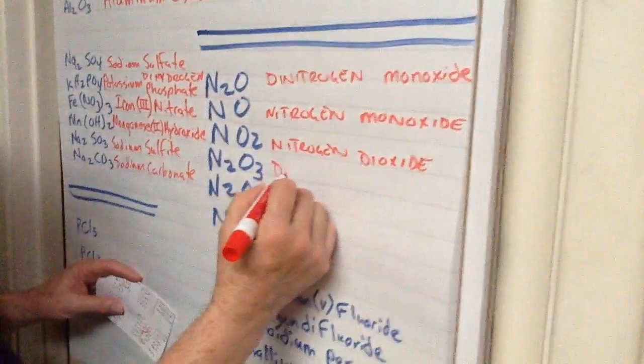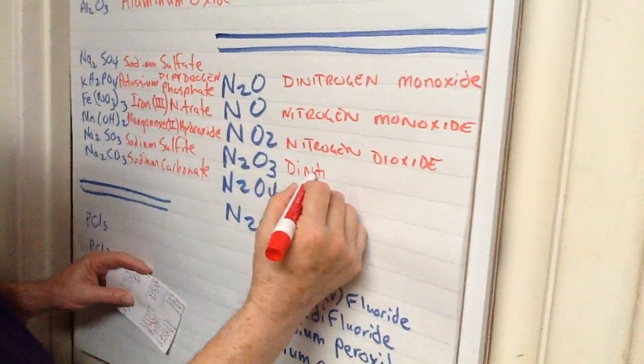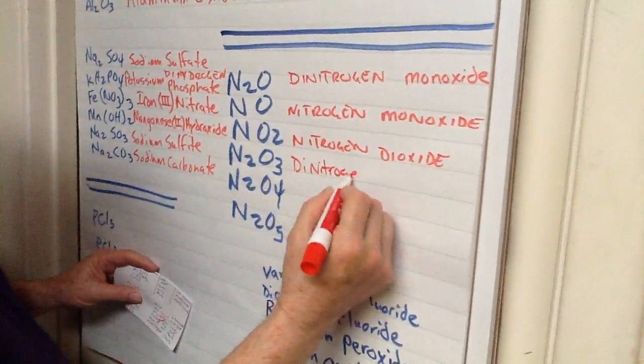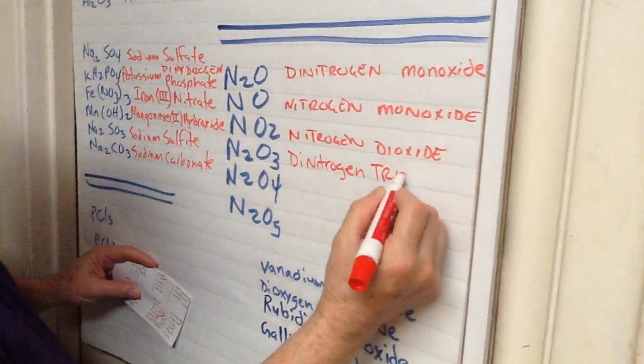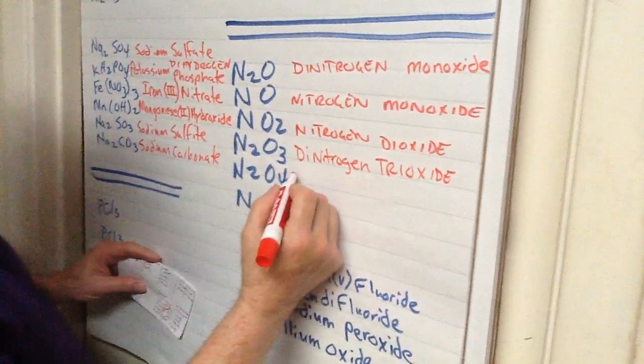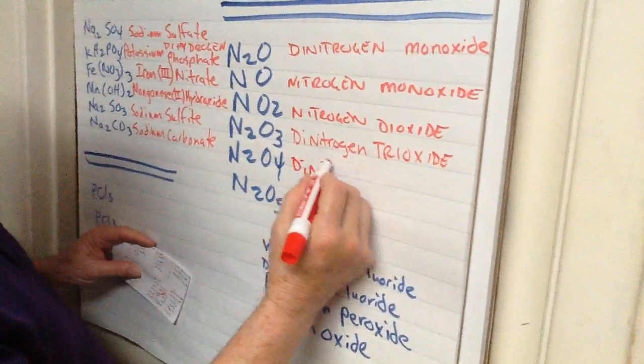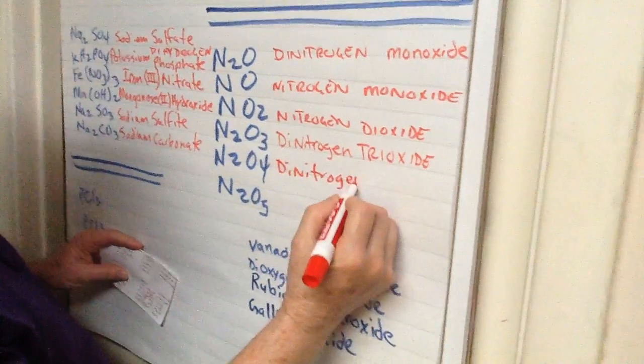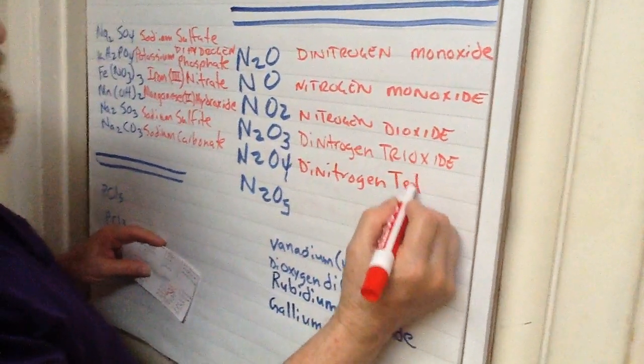this is dinitrogen trioxide. I want you to notice what I'm doing here. This is dinitrogen tetroxide.